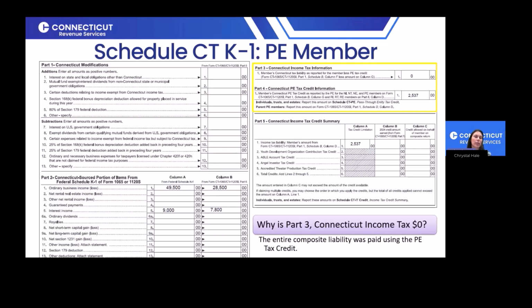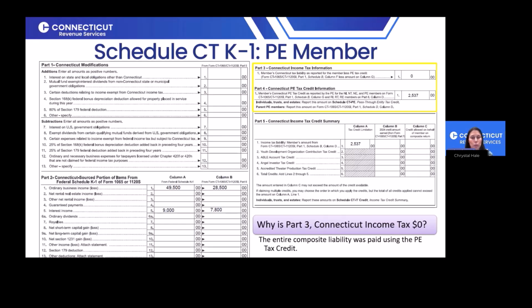So here is the completed Schedule CTK1 that the pass-through entity is distributing to its own pass-through entity member. As you can recall, they were member number 2 with a 15% distributive share percentage. So here we have part 1. There were no modifications in this example, so this is blank.